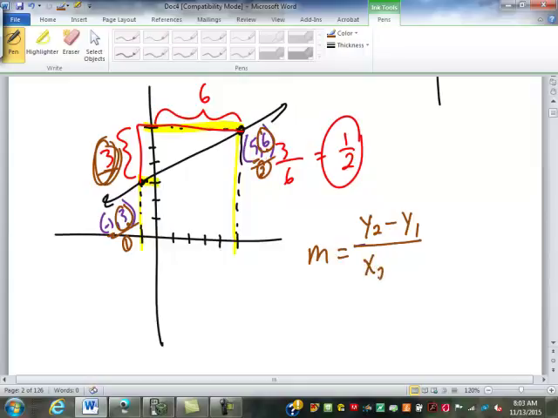So that's x2 minus x1. x2 then would be the 5, the x coordinate of point 2. x1 would be the negative 1, the x coordinate of point 1. 5 minus a negative 1 is 6.